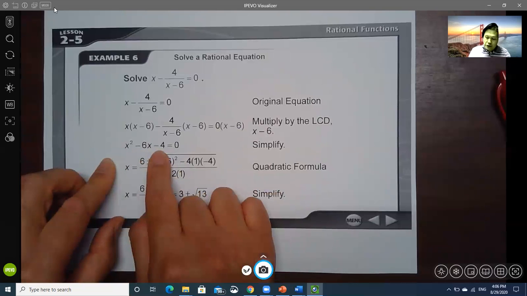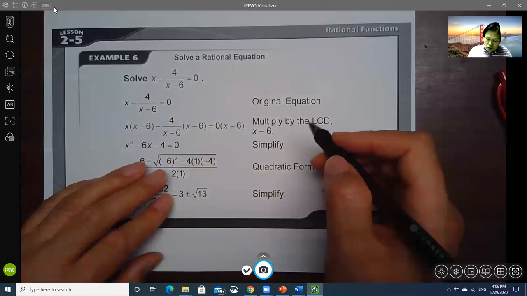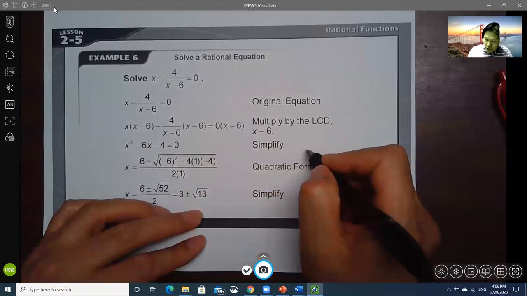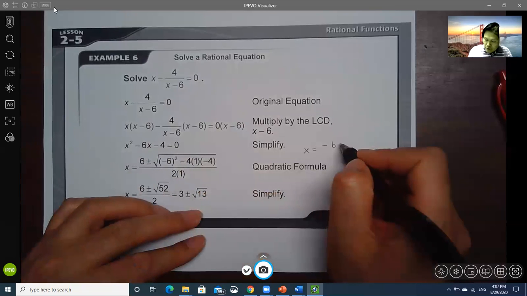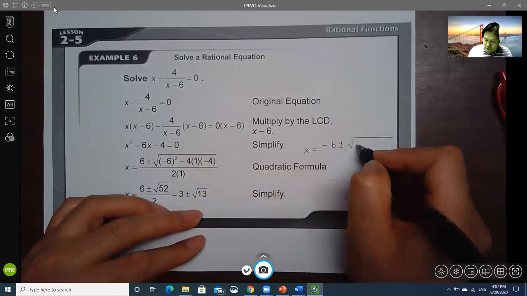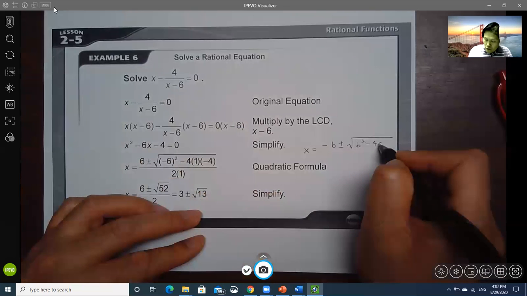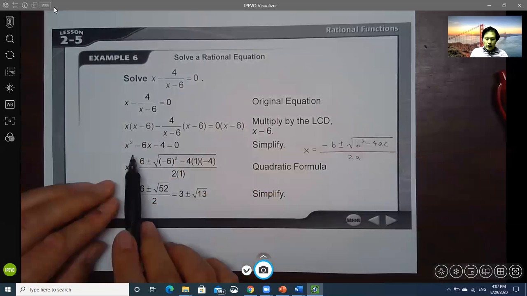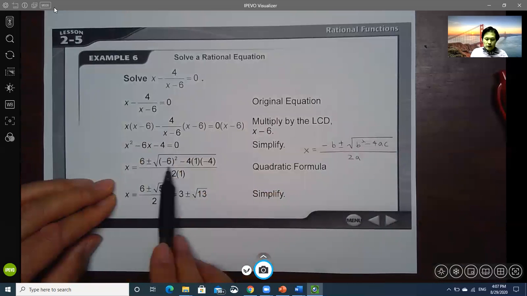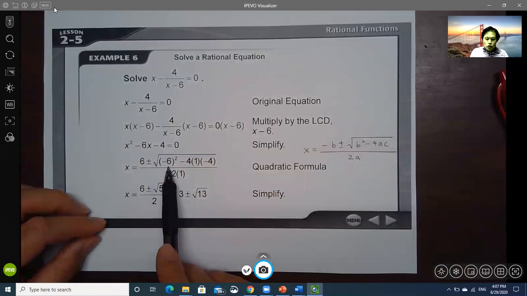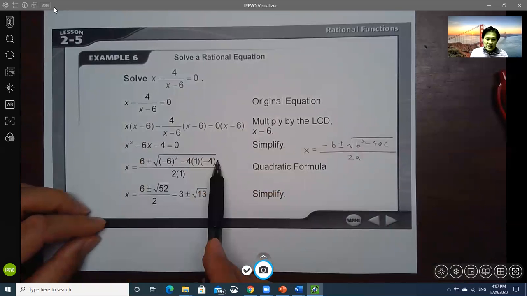You're using quadratic formula. So you do need to memorize the quadratic formula: minus b plus minus square root b squared minus 4ac all over 2 times a. So they got a, b, c, plug it into the quadratic formula. Make sure you calculate what's inside the root.